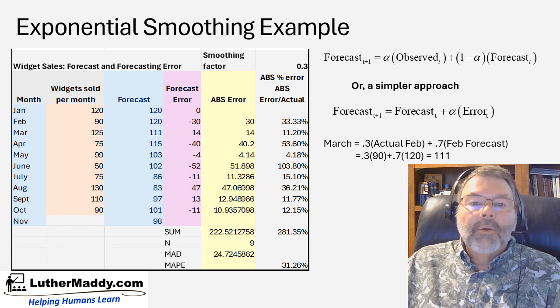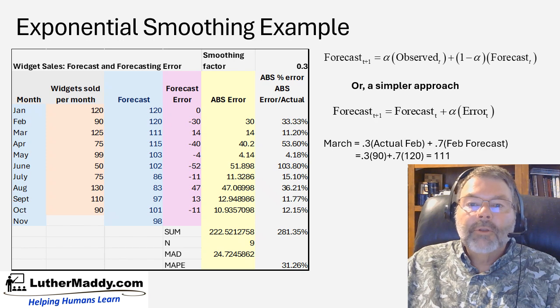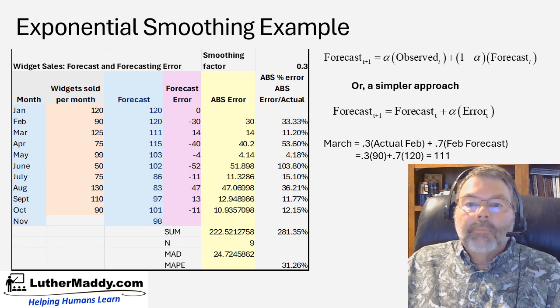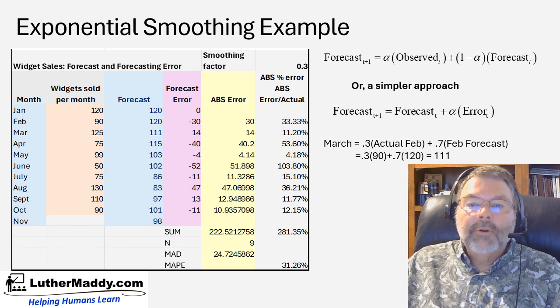Okay, then we'll work down to March, because that's the example that I have here. For March, we have 0.3, which is the exponential smoothing factor, the smoothing constant, times the actual in February, which is 90, plus 0.7, which is 1 minus the smoothing factor, times the February forecast.